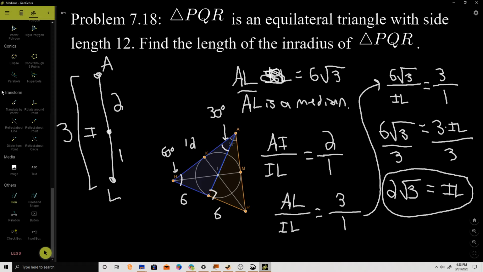So, we had to use a lot of information: 30-60-90 triangles, incircles, medians. But once we apply all that information to the problem, it doesn't end up being so bad.